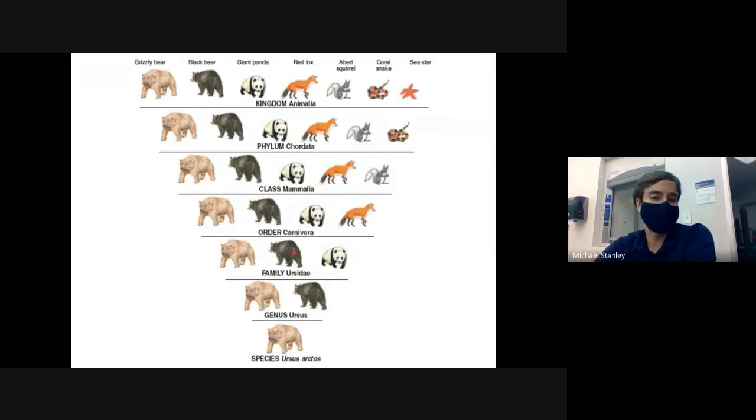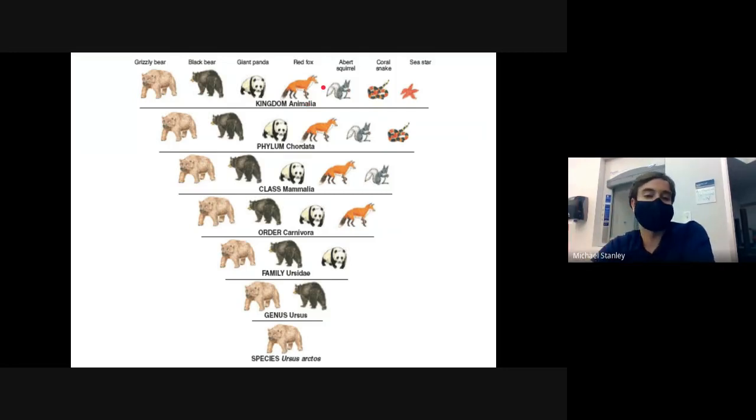So you can think of this like this. The kingdom of Animalia contains tons of different animals, from grizzly bears and black bears and pandas, foxes, squirrels, snakes, sea stars, fish, insects, spiders, all that stuff falls under the kingdom of Animalia. So if you're classified as an animal, you're in this kingdom.